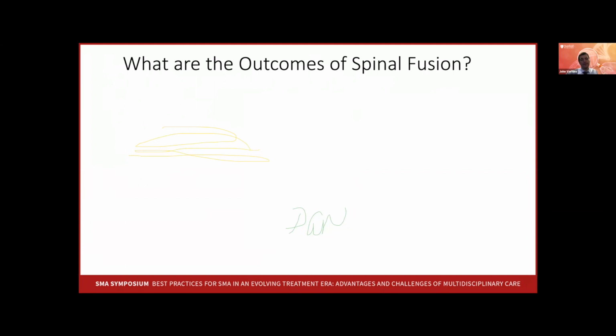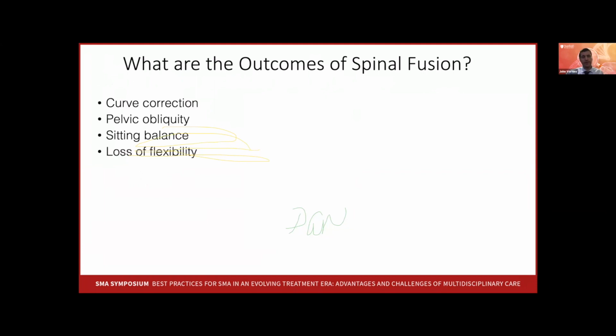What are the outcomes of spinal fusion in this patient population? So we do a good job correcting the curve on X-ray. We can bring the Cobb angle down, but that's oftentimes just what we call, in my line of work, X-ray cosmesis. What does it really do for the patient? And so I think pelvic obliquity is probably a lot more important than our Cobb angle correction in this patient population, because it really directly correlates with their sitting balance.